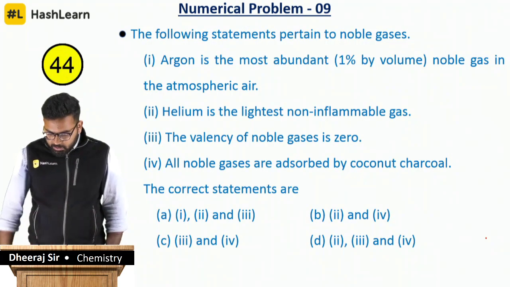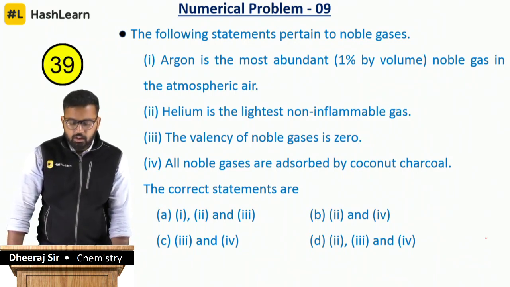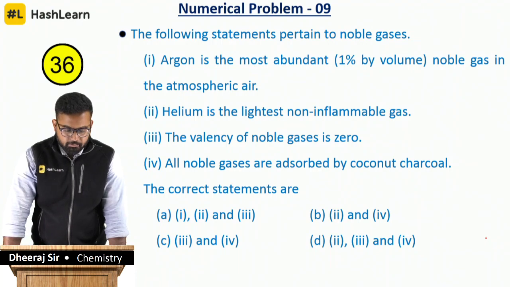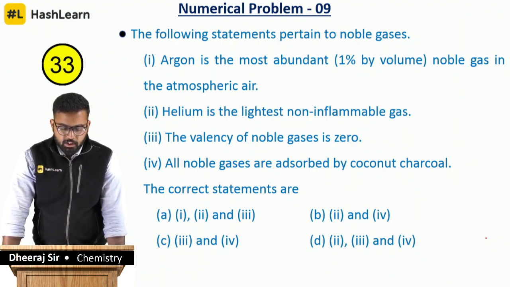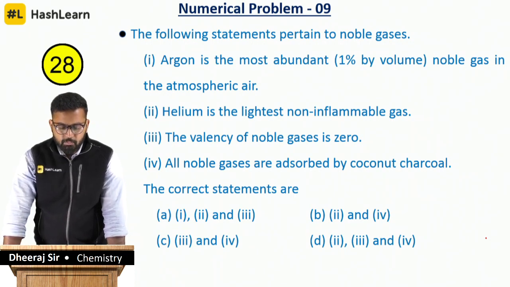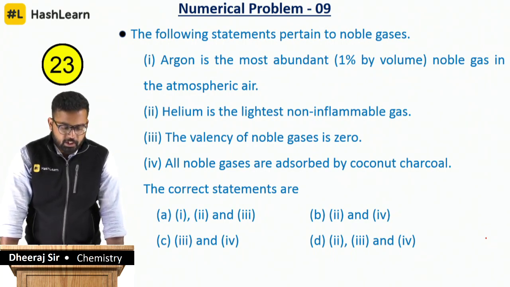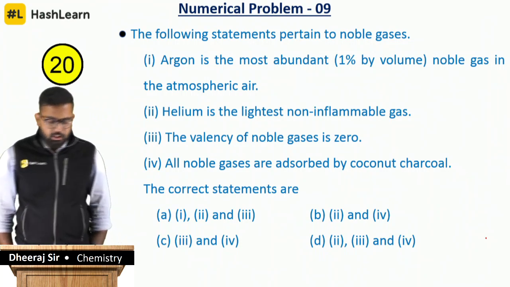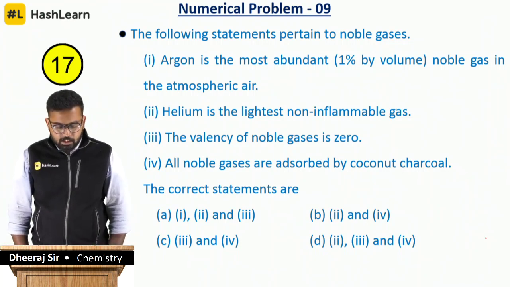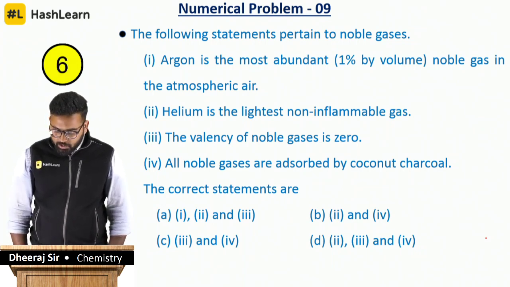Let us quickly move ahead with the ninth question, guys. You should be able to sail across the question pretty easily. Have a look at it. The following statements pertain to noble gases. So we are looking at noble gases, and we are asking you which of the statements will be the right statement. Argon is the most abundant noble gas in atmospheric air. Helium is the lightest non-inflammable gas. The valency of noble gases is 0. All noble gases are absorbed by coconut charcoal.